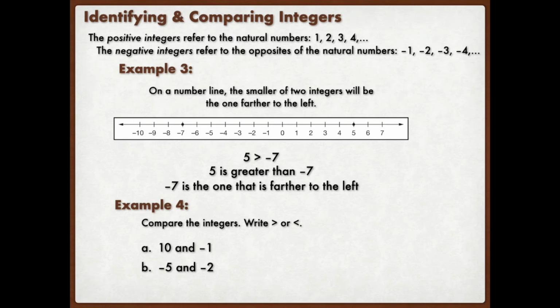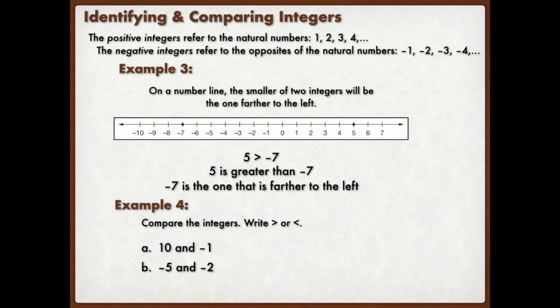-7 clearly is to the left of 5 on the number line. So 5 is greater than -7. In the same way, -7 and -5 would still yield the same answer. -5 would still be further to the right. -7 would be further to the left. So negative 7 would still be smaller. And make sure you know the greater than and less than signs.